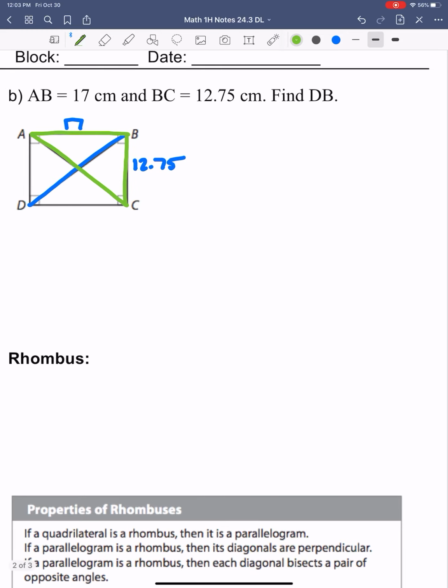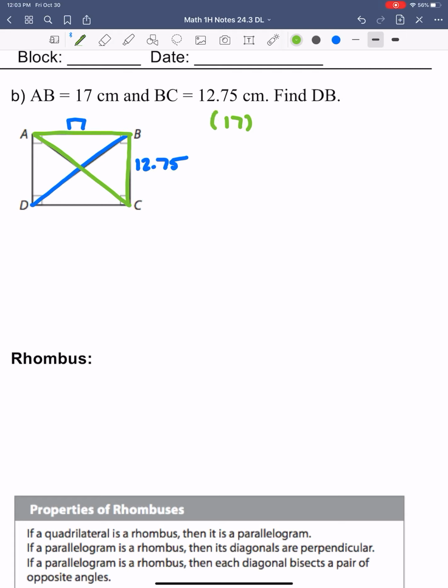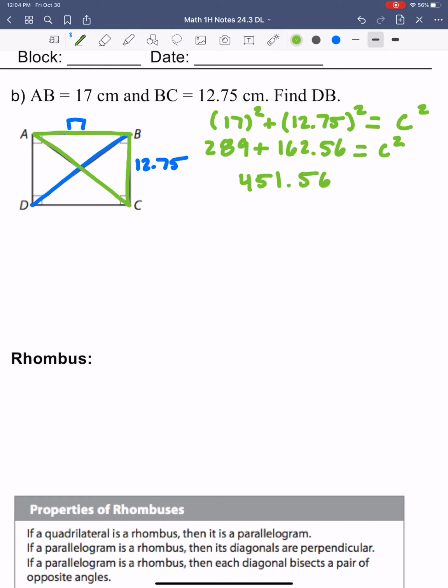And I can set up this equation that looks like 17 squared, that's my a squared, plus 12.75 squared equals A to C squared, right? I'm going to call that c squared. So we have a squared plus b squared equals c squared. And then we can go ahead and evaluate this one here. So 17 squared is going to give me 289, plus 12.75 squared gives me 162.5625, and that equals c squared. All right, and then I can add those things up, so I end up with 451.5625 equals c squared, right?